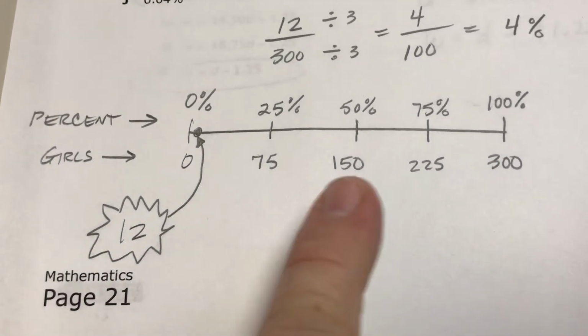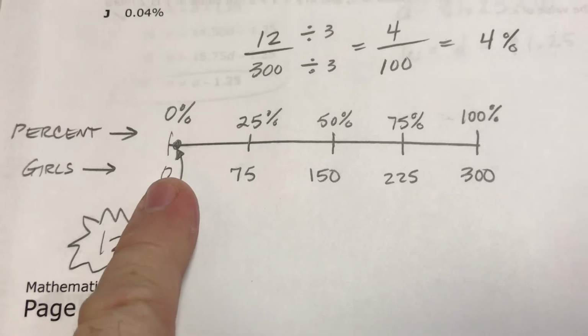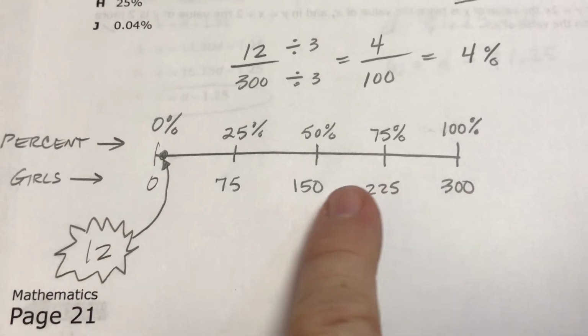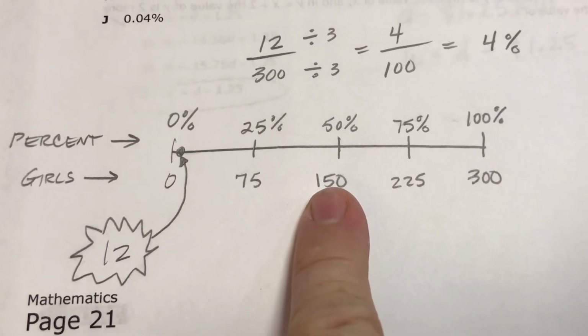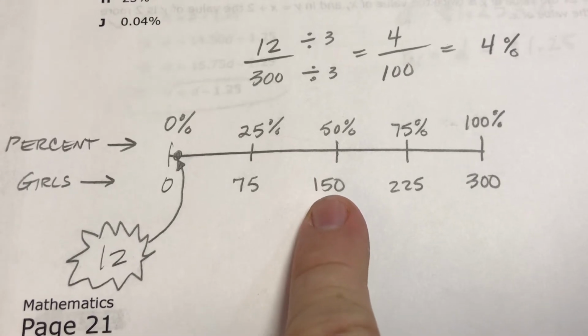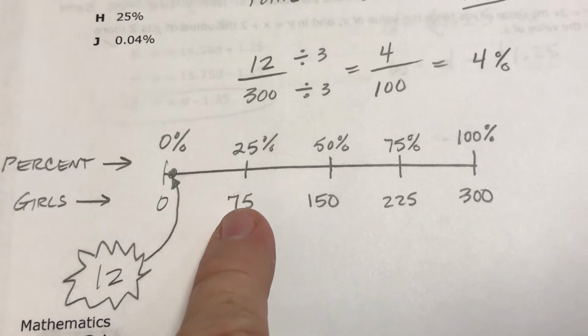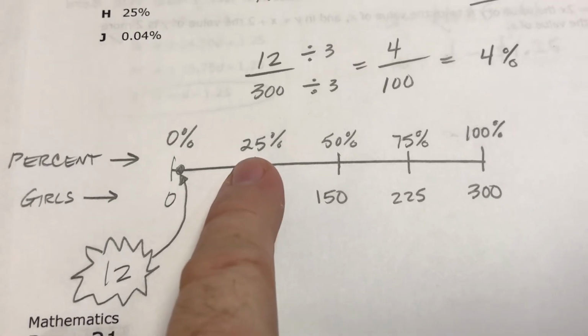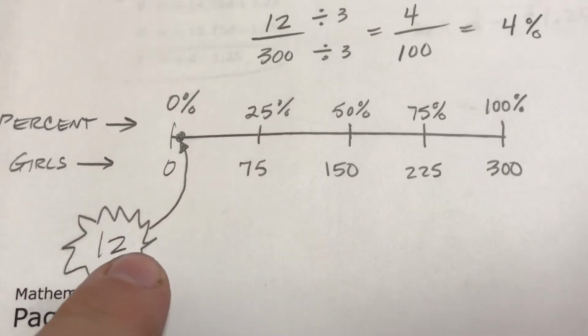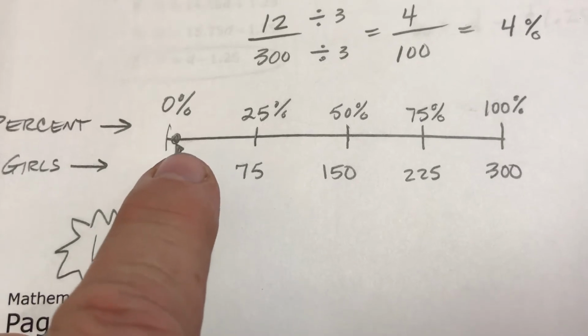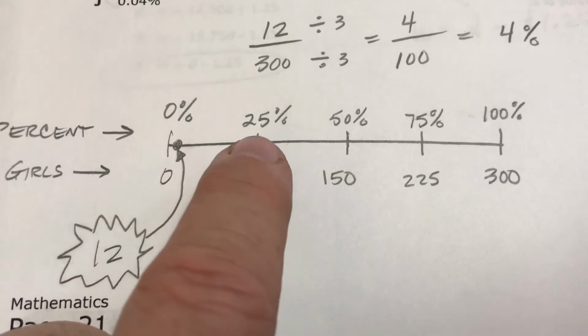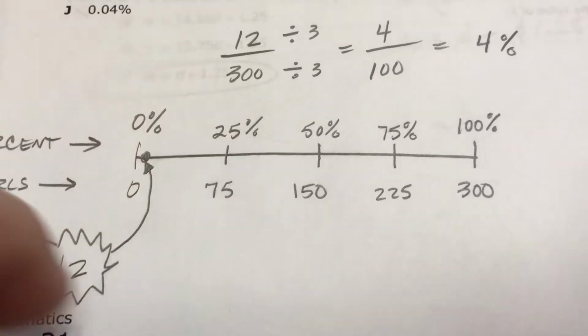Here's a little graphic to see. Here's 0, here's 300. Half of that is 50%, and half of 300 is 150. Half of that is 75, which is 25%. And you're talking about 12. 12 is going to be way down here close to 0. So you're way under 25%.